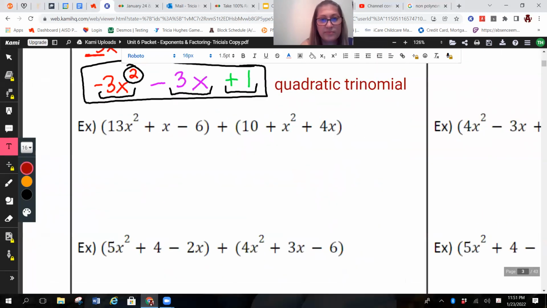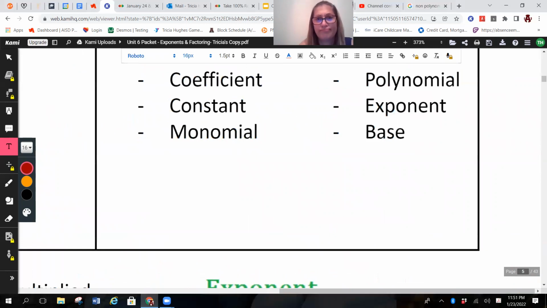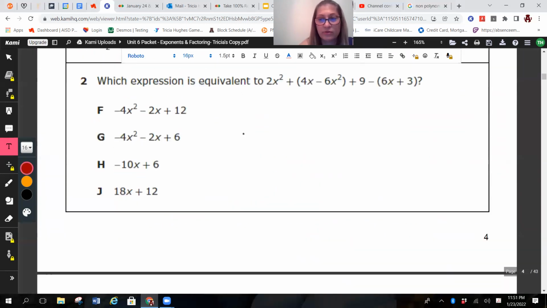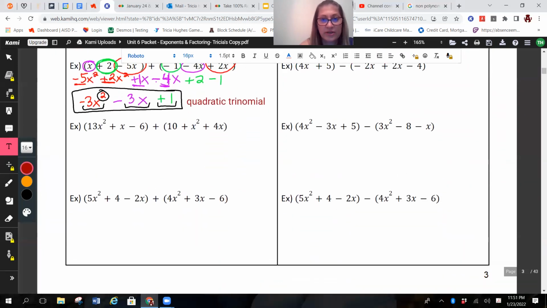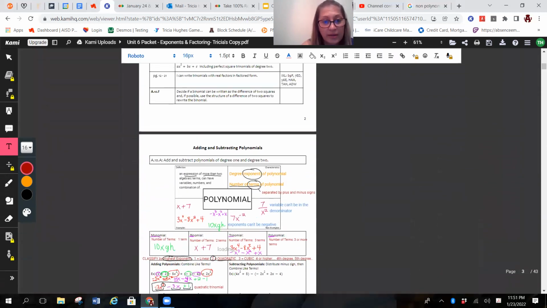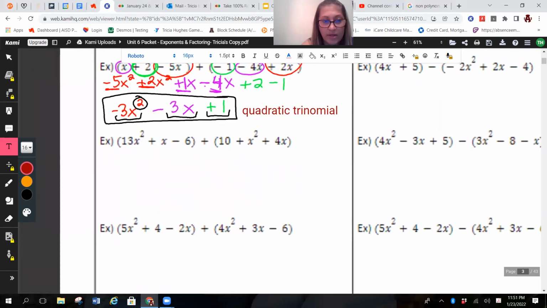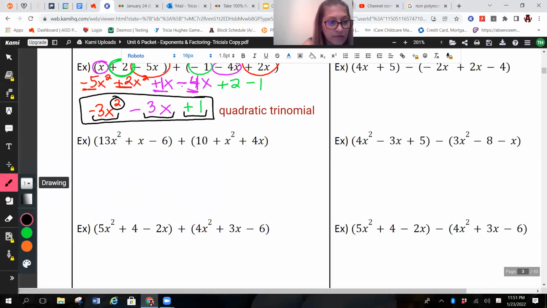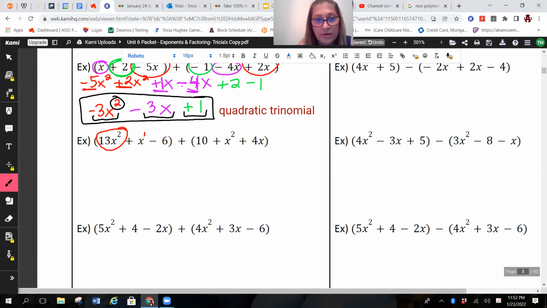Moving on to example 2. Again, that's not what I want. Leave me where I want to be, right here. Okay, I'm going to start over with the highest exponent first. I see a 13x squared plus an x minus a 6. So the highest exponent in this problem is a 2 because x has an invisible 1 above it. 6 doesn't even have an x. Okay, so that's going to match up with that.